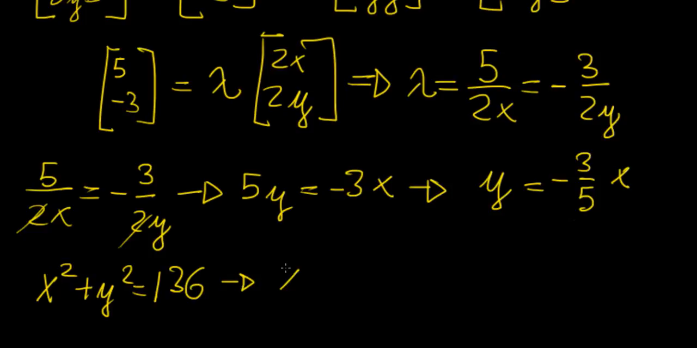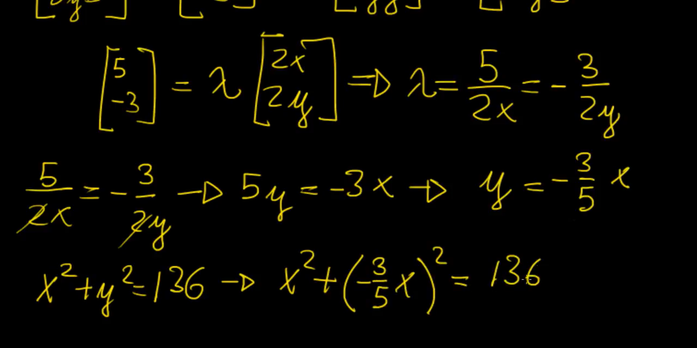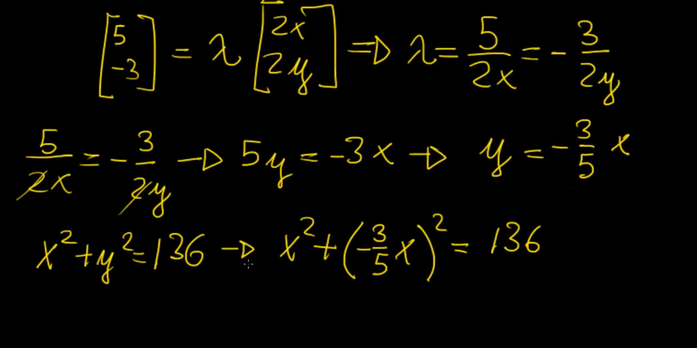And this is going to be x squared plus minus 3 on 5 x squared equals 136. And then once we rearrange those terms, we're going to get the following value. So x is actually going to be equal to plus or minus 10. It's plus or minus 10 because remember we took a square root, so we wanted to find that.